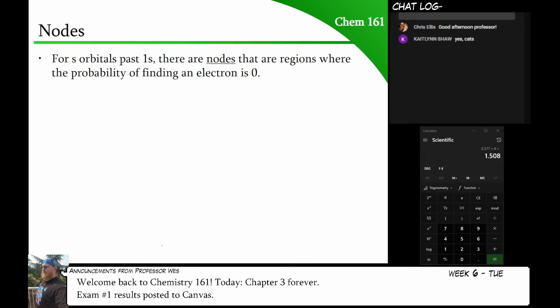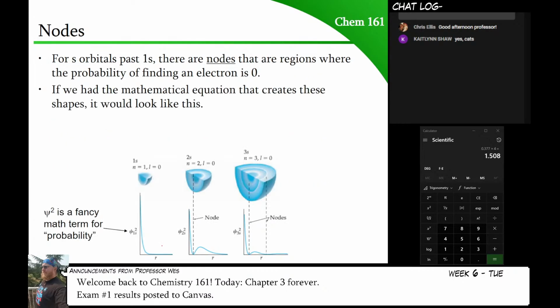So we could actually draw a probability graph for various orbitals. So I've got 1s, 2s, and 3s here. If you ever see this symbol, psi squared, right here, this is a fancy term for probability. This is basically the wave function that we were using. So I've been saying all along that electrons have a wave function because they are waves, right? Now, we can find out what that function is by doing some crazy math.